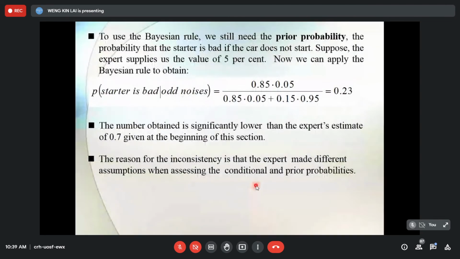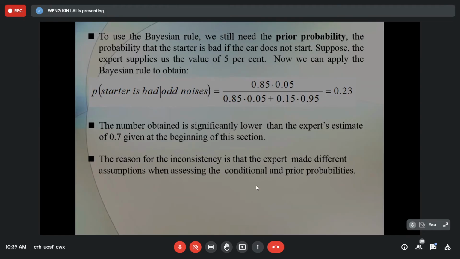So that is one of the weaknesses of the Bayesian rule, to give you the probability of the event happening based on a certain hypothesis, or the other way, based on the evidence, what is the chance of a certain hypothesis being true? So this completes the section on Bayesian rule.